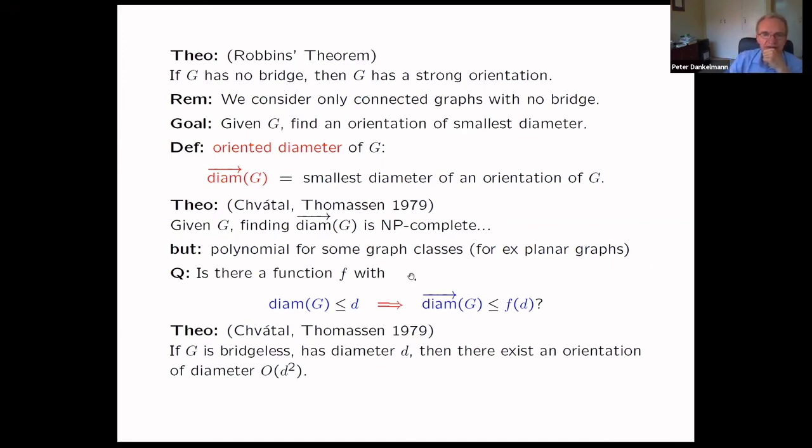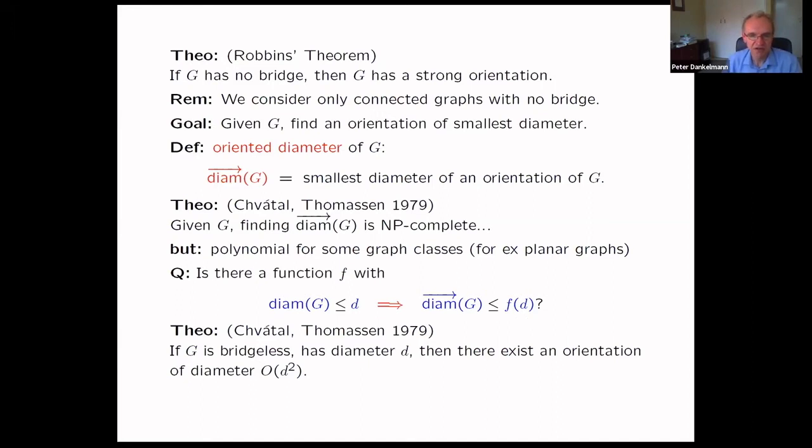But one question arises, and that was the big question that Chvátal and Thomassen looked at and solved. And that was the question: if I have a graph G and the diameter of G is small, does this mean that the best orientation of G also has a small diameter? Well, let's be a little bit more precise. Is there a function f so that if I have a graph with no bridges of diameter d, then the oriented diameter of G is at most f of d?